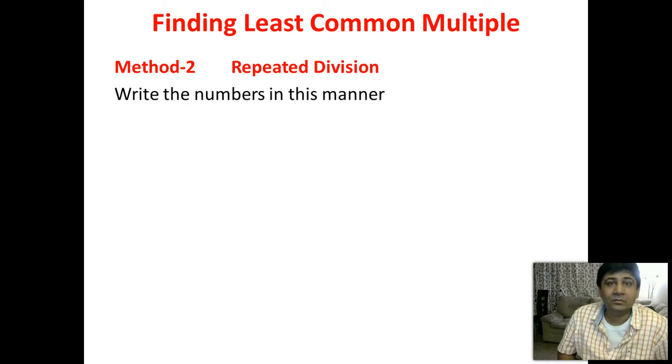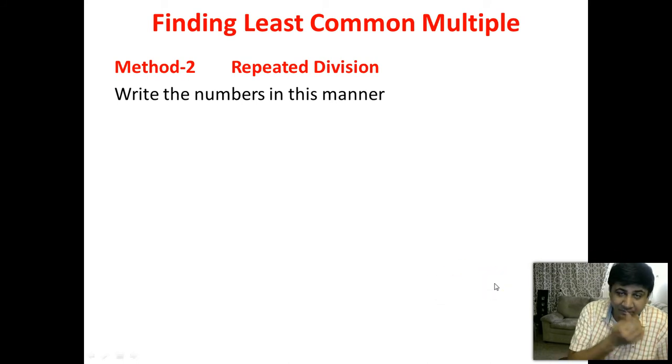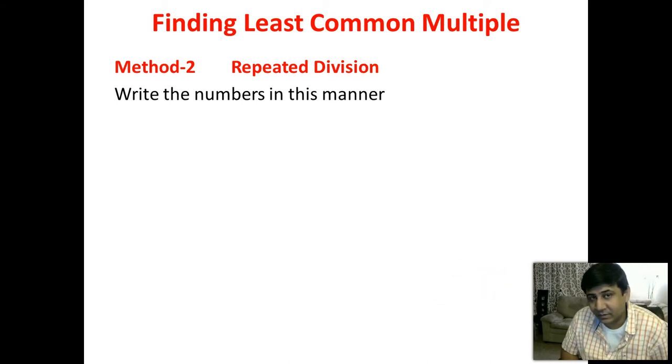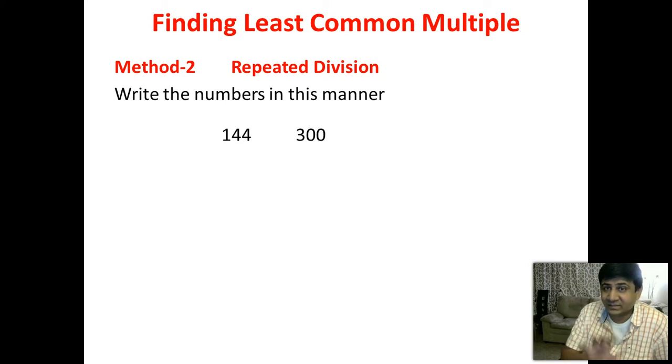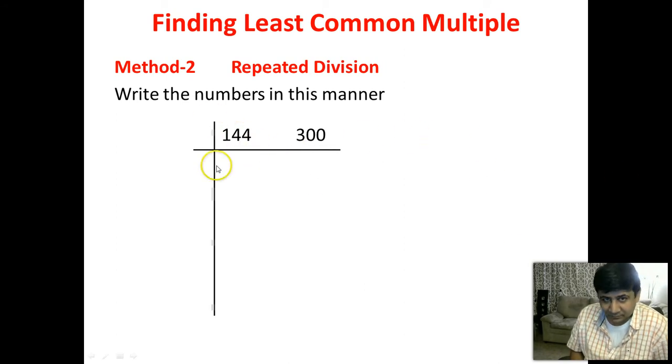Now the second method, I'll explain it with the same example which I used for the previous method. We write these numbers in a certain manner in a row, like this one here. Then you draw these two vertical lines, perpendicular to each other. And now this step is important.